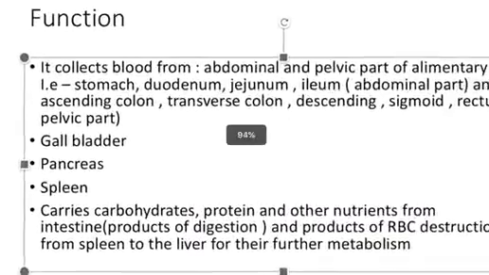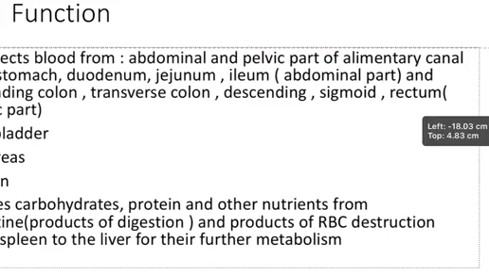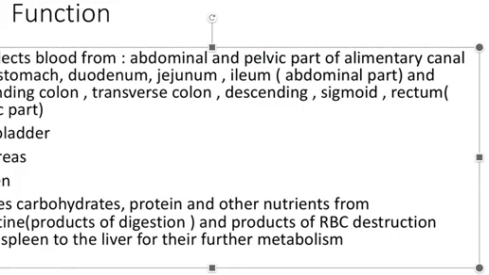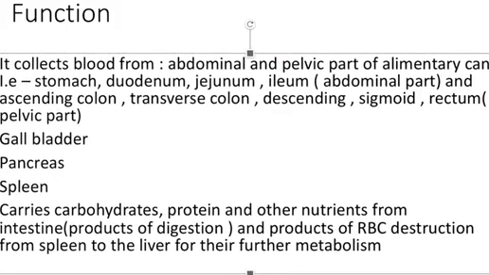Now, what is the function of a portal vein? The portal vein collects the blood from the abdominal and the pelvic part of the alimentary canal. Alimentary canal, or the whole digestive canal. So the blood from the abdominal as well as the pelvic part of the alimentary canal is collected by the portal vein. Then other organs from where the blood enters into the portal vein are the gallbladder, the spleen, and the pancreas.